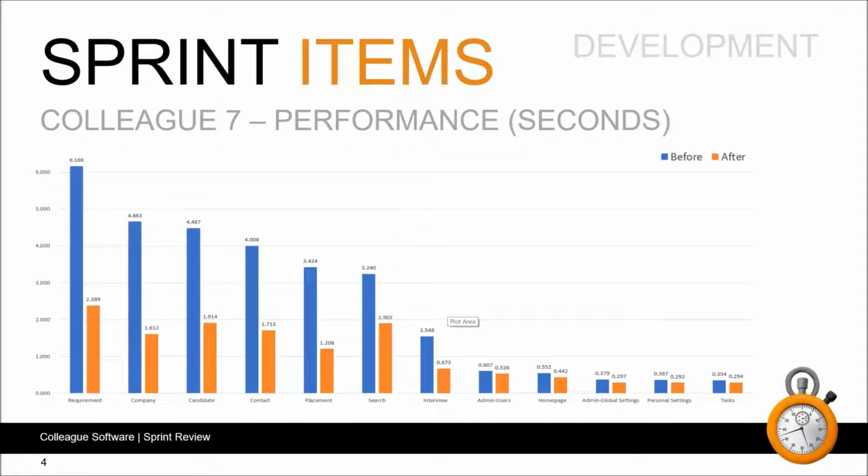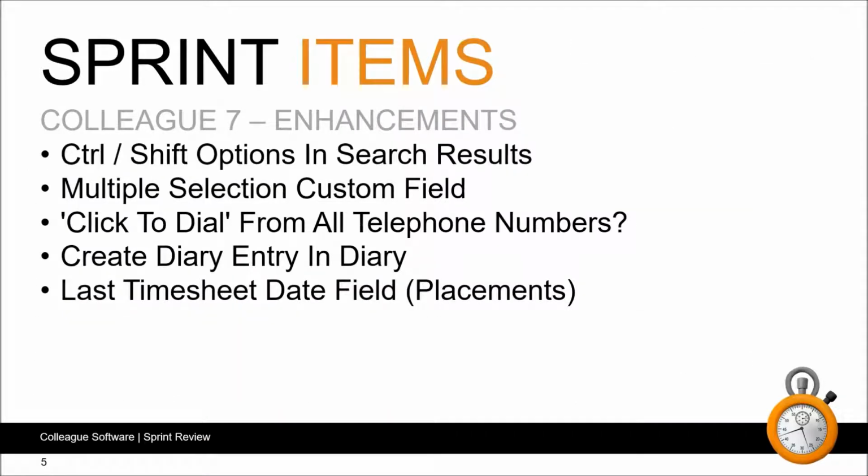In terms of performance improvements, we've seen the gains predominantly against the entity records, but this chart helps offer a basic overview before and after the changes. Moving on to the functional enhancements, in this sprint we've delivered the control shift options in the search results area to help with multiple record selection.